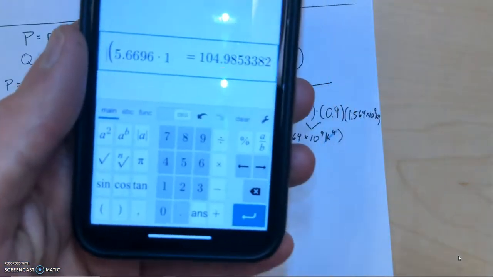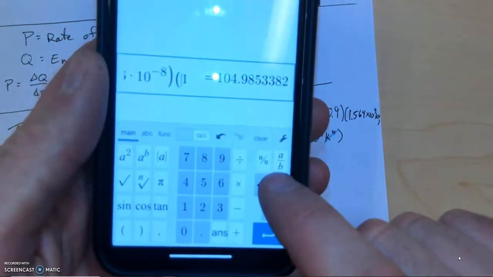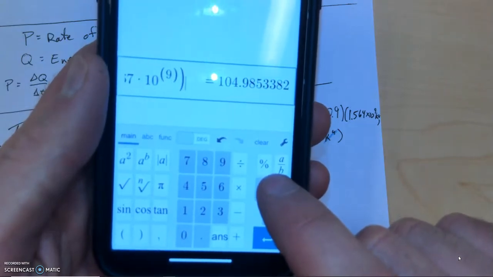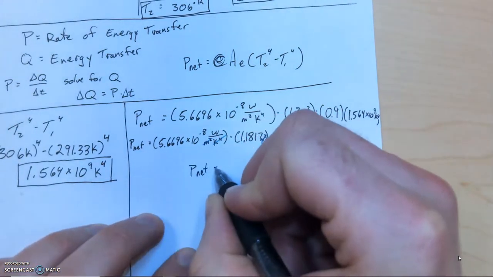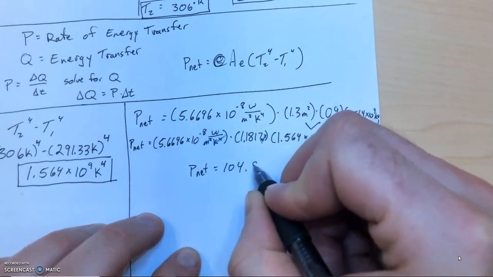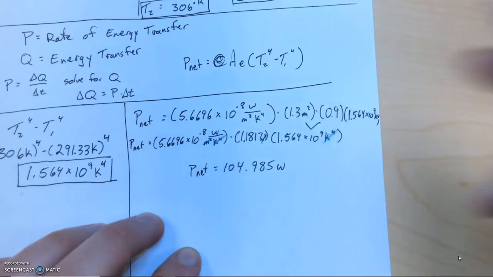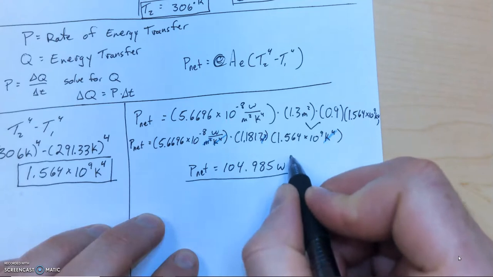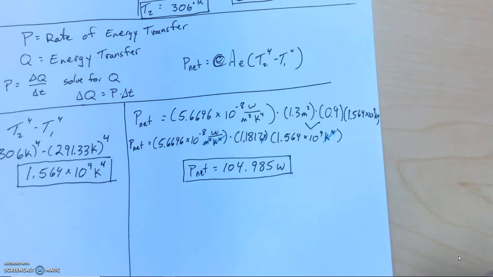If you have a Desmos calculator right here, you can see on the left, I entered that whole formula in. You can probably do it in a graphing calculator too, and then it gives us an answer of 104.98. So our P net is going to equal 104.985 watts. All right, here's our watts right there. That gets brought down. So that's going to be our P net. So that's how many watts of power the person gave off over the time.